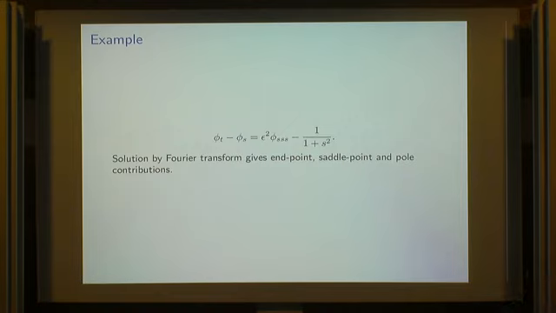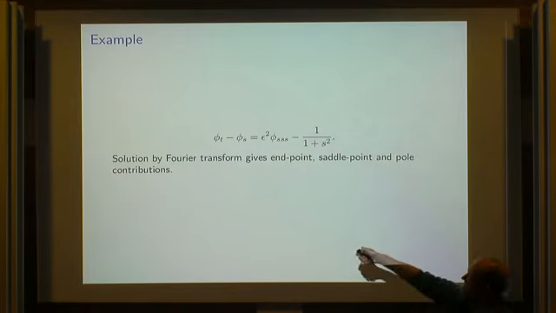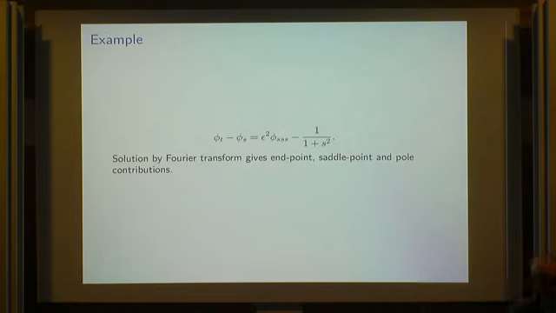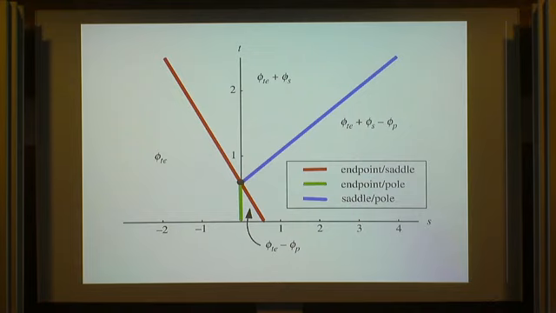So when you do the Fourier transform solution of this problem, you find you get three contributions. You get an end-point contribution, which is basically the regular asymptotic expansion that we're normally starting off with. You get a saddle point contribution and you get a pole contribution. And this is how they appear. So this is S and this is T.